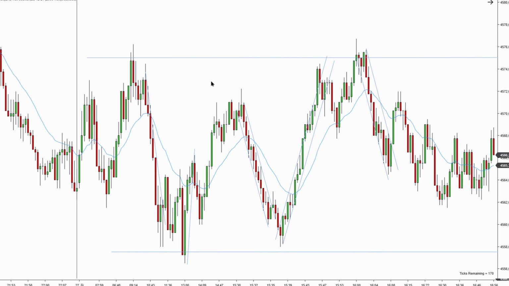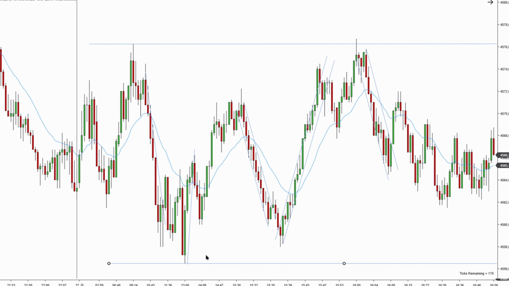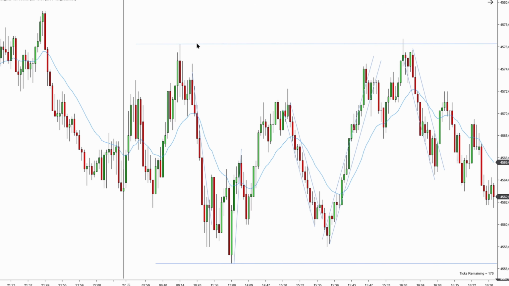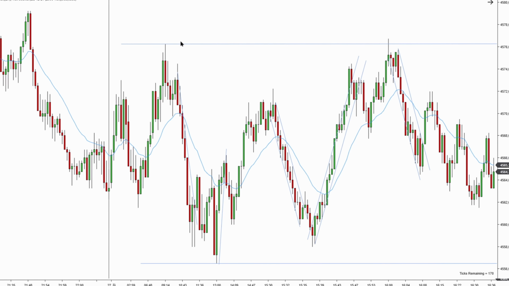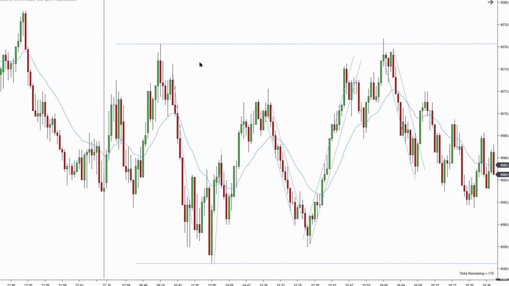Now I'm just going to say straight off the bat that we don't use the wicks. If you take a look, this is the wick, this is the wick. We don't use wicks for identification of the key levels of trading ranges. We use bodies, we use closes.